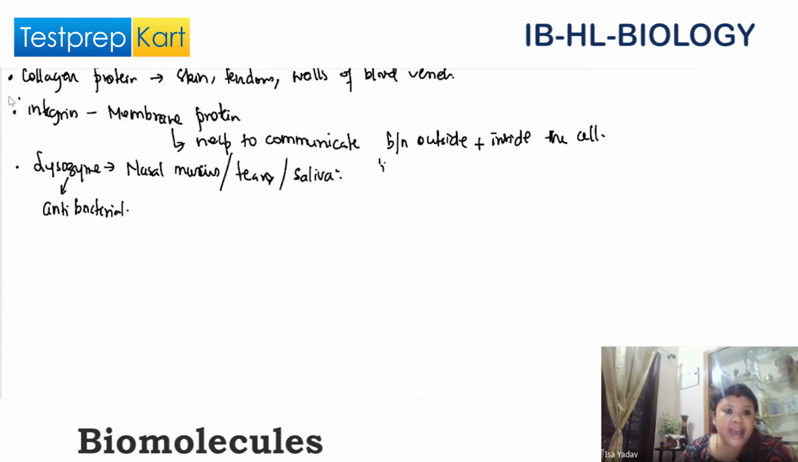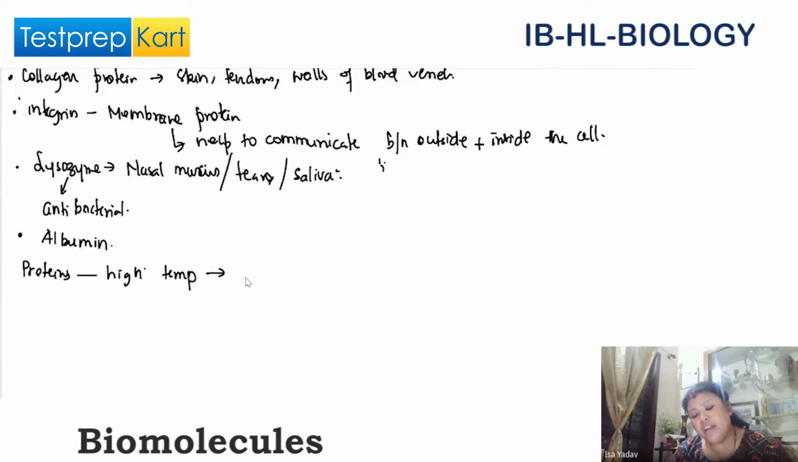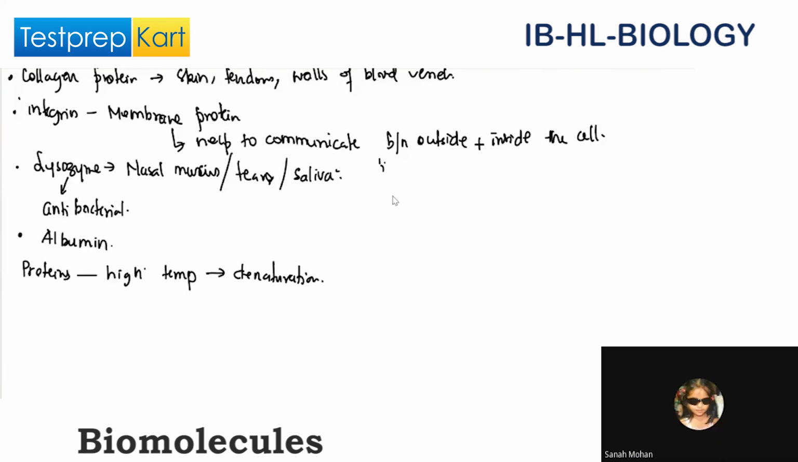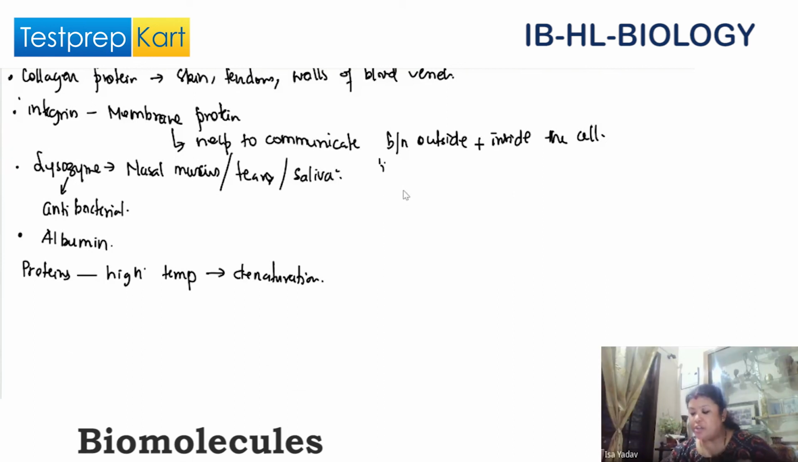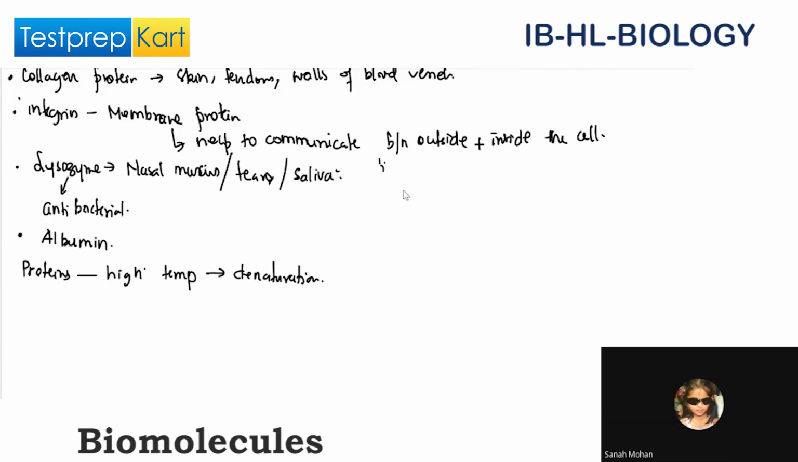There are various proteins. We have the plasma protein albumin, and so many different types of proteins. Now, proteins, very important, we have to understand that at high temperature, protein will undergo denaturation. What do you understand by the word denaturation? You alter the qualities, right? Alter the qualities. What else?